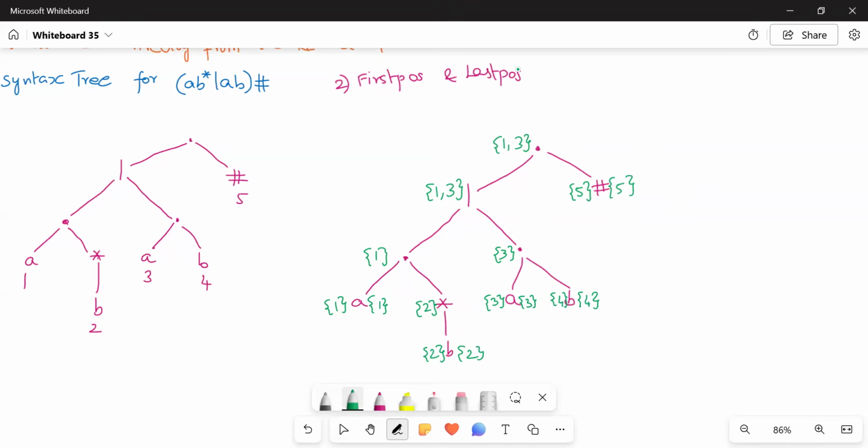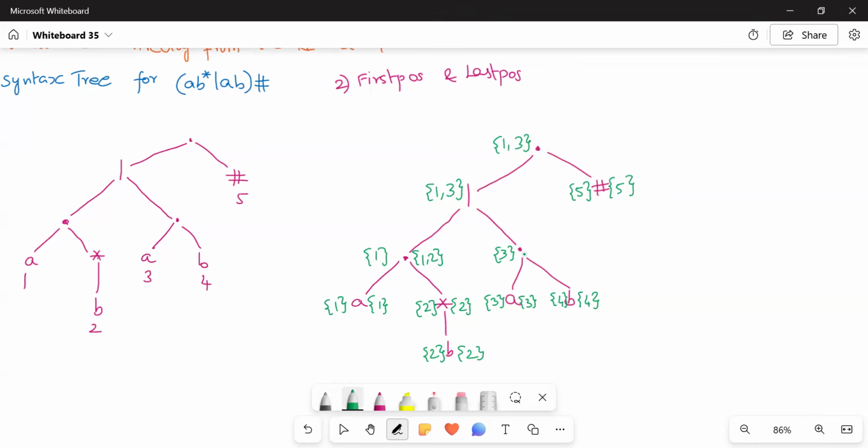Then interior nodes must be found. So first the star node: last position of the star node is last position of its child. So it's 2. Then this cat node. For this cat node, we need to check if nullable of C2 is true or not. Nullable of C2: star node is nullable only. So since it is true, last position of N will be last position of C1 union last position of C2. So it is 1, 2.